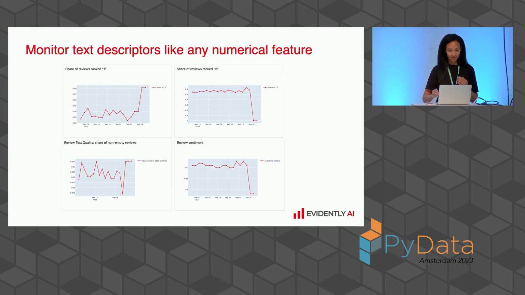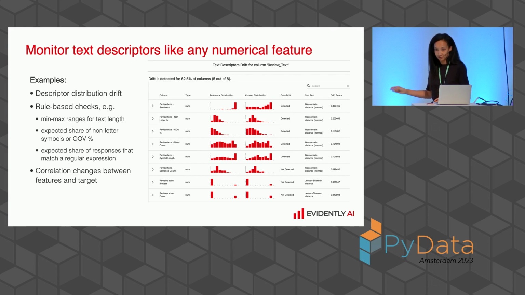And as soon as we have some structured representation, what can we do? We can basically track any metric you like. So that's the example how it looks like in Evidently. So basically that's a dashboard, and the idea is super straightforward. Now you have numerical and categorical values, and you can come up with any rule-based checks, for example, you like. For example, min-max ranges for text length, or maybe some expectations of share of non-letter symbols or OOV, or maybe share of non-correct JSONs from the output of your model. So whatever you like, and now it's like structured data.